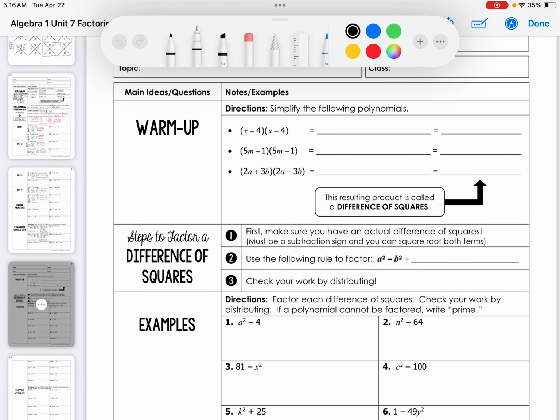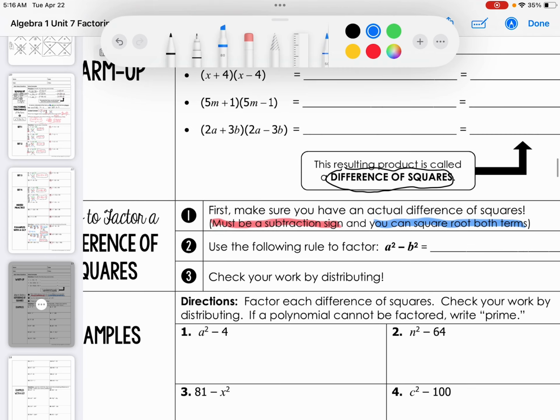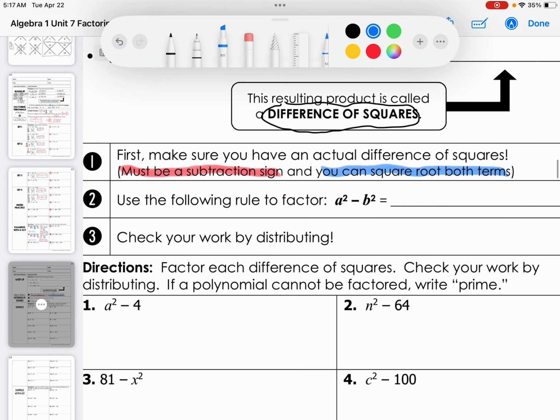Okay, so for today's note, we are looking at what is called a difference of squares. Difference of squares means that we are looking for two terms that have a subtraction sign in the middle, and we can take the square root of both terms.